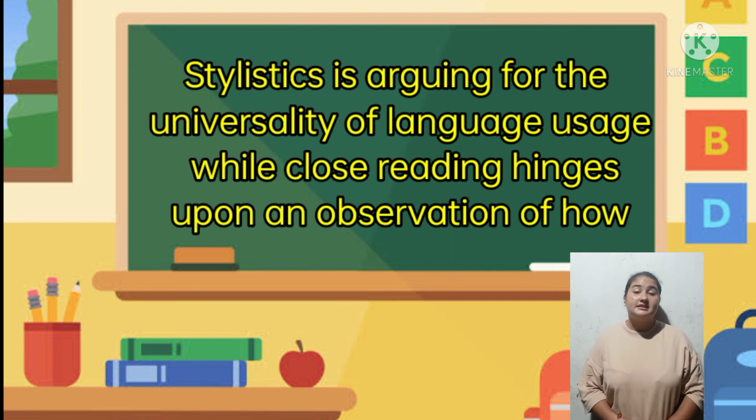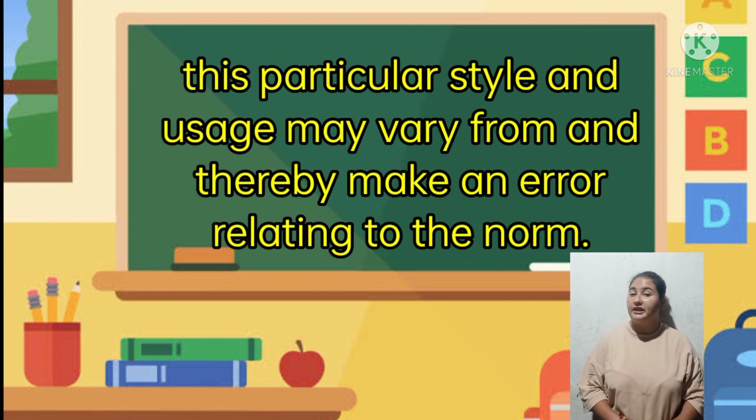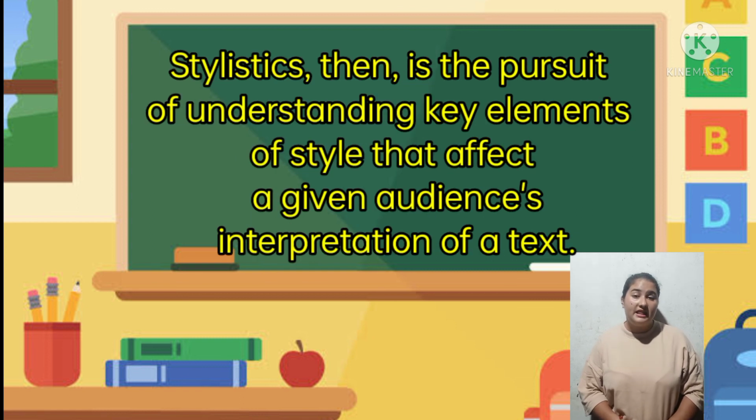Stylistics is arguing for the universality of language usage, while close reading hinges upon an observation of how this particular style and usage may vary from, and thereby make an error relating to, the norm. Stylistics, then, is the pursuit of understanding key elements of style that affect a given audience's interpretation of a text.